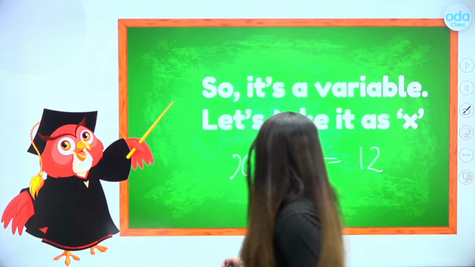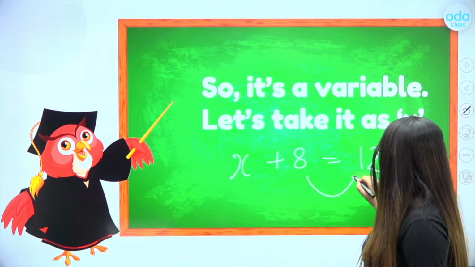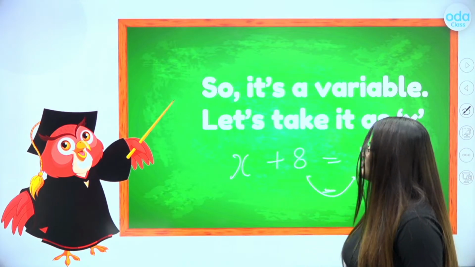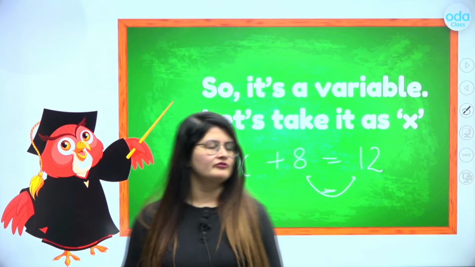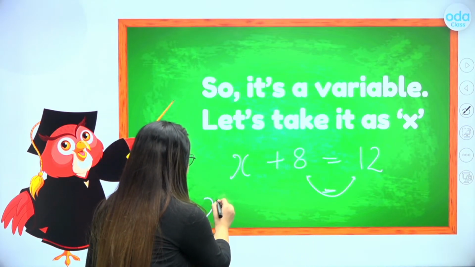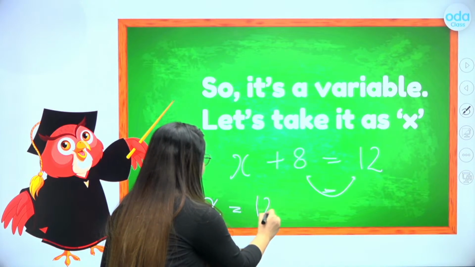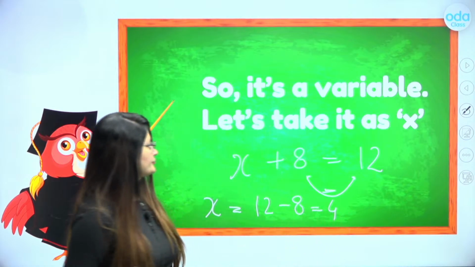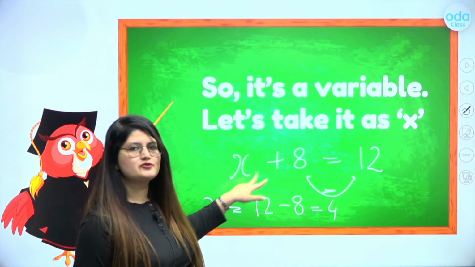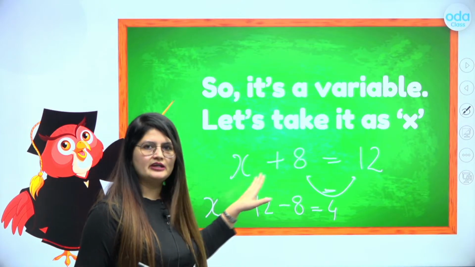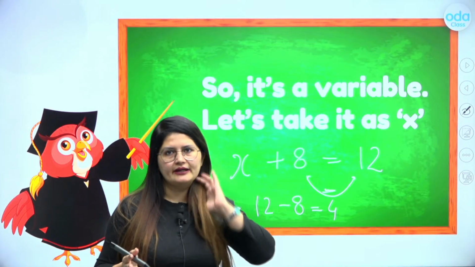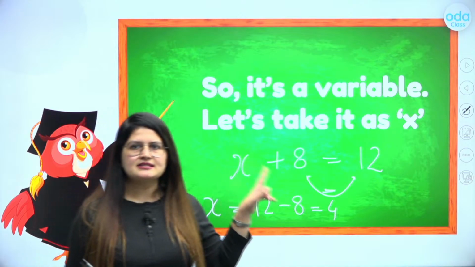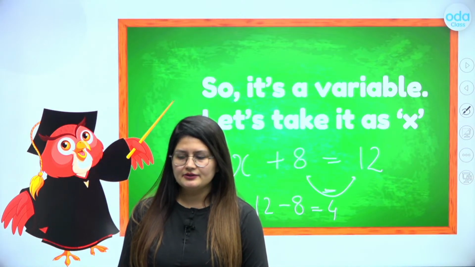Did you observe one thing? For getting this value, we actually subtracted these two numbers. Did you all observe this? So if I have to find the value of this x, I am going to do 12 minus 8, which is equal to 4. So if there are two numbers which are getting added, if we have two addends, then to find one addend, you subtract the other addend from the sum.